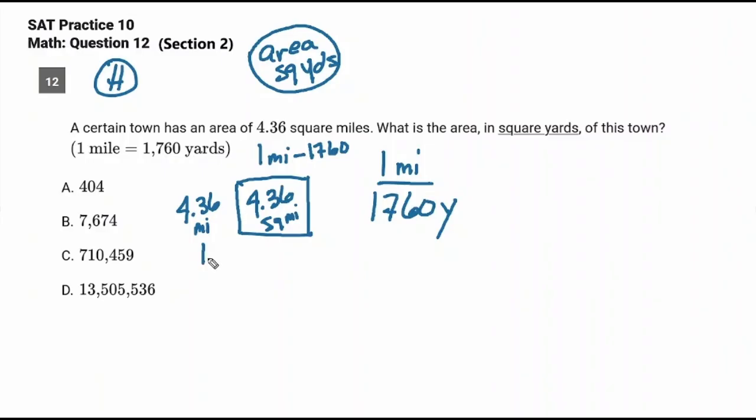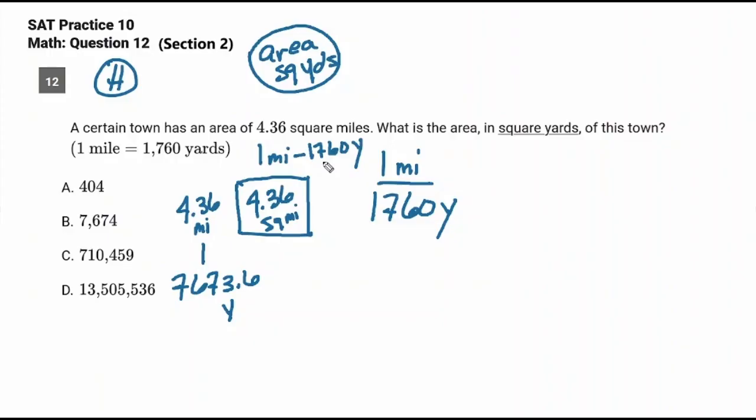Got to use your calculator on that. 4.36 times 1760, and you're going to get this number, 7673.6 yards. And this is yards also. So what do you do to find square yards? You just multiply this thing times this thing. Already got one of them on your calculator.